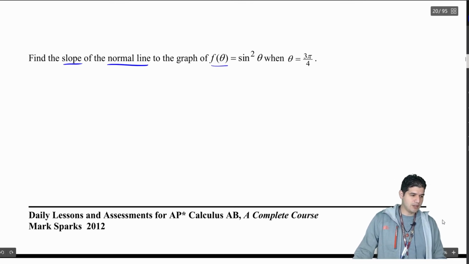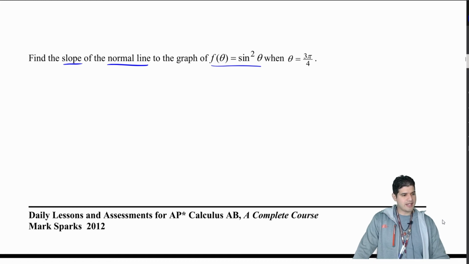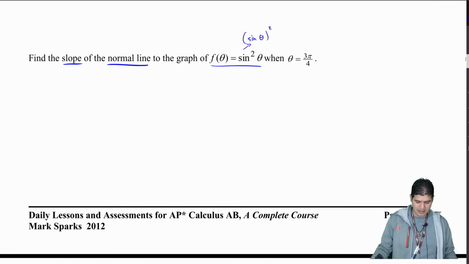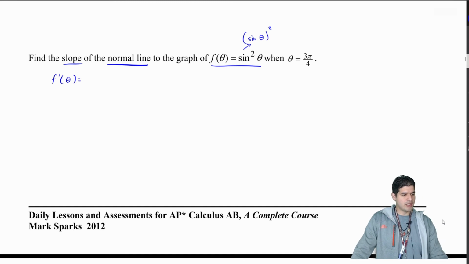And we've got this equation, sine squared of theta when theta equals 3 pi over 4. Okay. When you take the sine squared of theta, just remember that another way to write this is sine of theta, squared. So now it becomes really obvious what's the inner function, what's the outer function. So let's take the derivative of f. So f prime of theta. So you're going to bring that 2 down in front, hold on to the sine of theta, then take the derivative of that inner part.